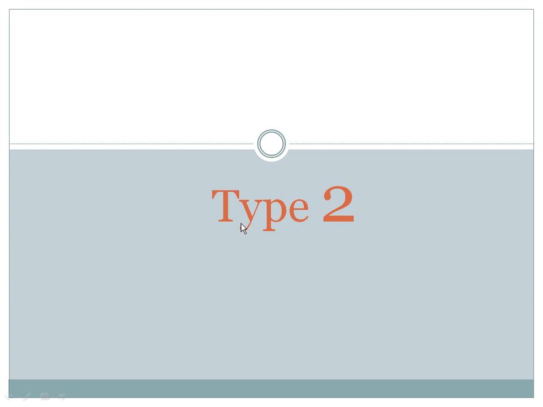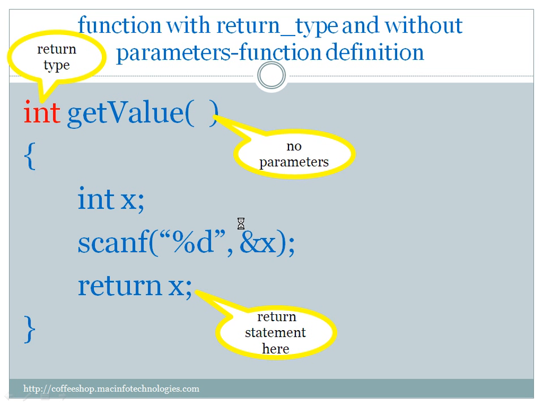Now we'll see type 2 of the function. Here we see a function with a return type and without parameters. If we have a return type int, this function should return an integer value. No parameters are there, so we don't have to send any arguments when we call this function. Inside, we have declared a variable int x. We take the input value from the keyboard and then return it to the calling function.